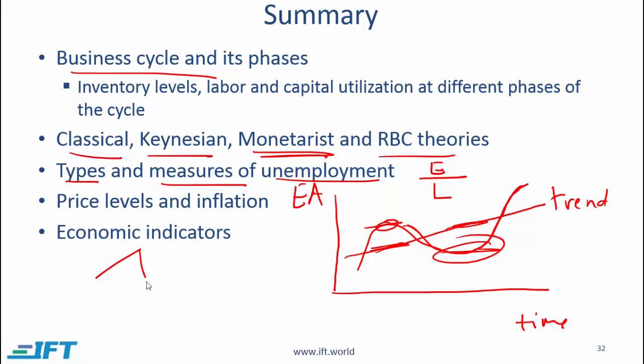We talked about three categories of economic indicators: leading, lagging, and coincident indicators. You need to go through Exhibit 7 and read through the various indicators that are given in the curriculum and understand why they are leading or why they are lagging or why they are coincident.